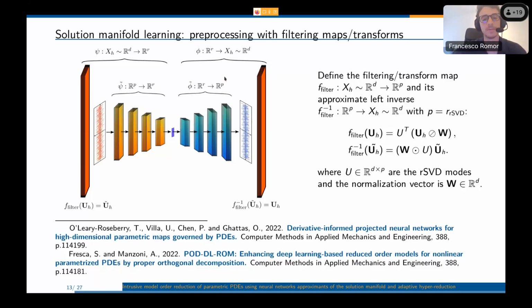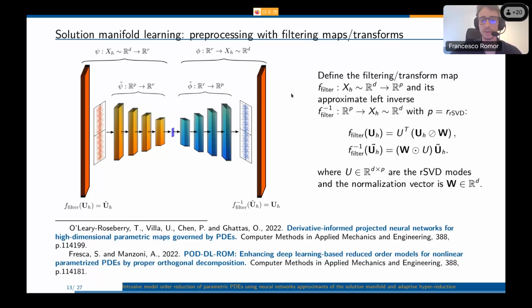So P would be the number of your reduced basis modes, for example. But with respect to reduced basis applications, this P can be much higher. Usually for reduced basis it can be less than 50 modes. In our applications, P is equal to 300, because it achieves an accuracy in a very efficient way with randomized SVD regarding the reconstruction error. And finally, we have a linear projection from P to the full state space of dimensionality D.